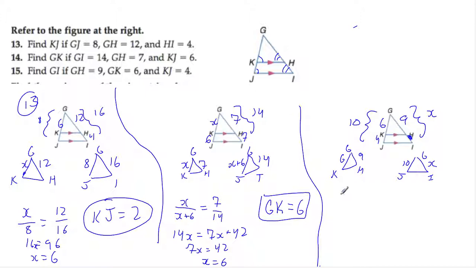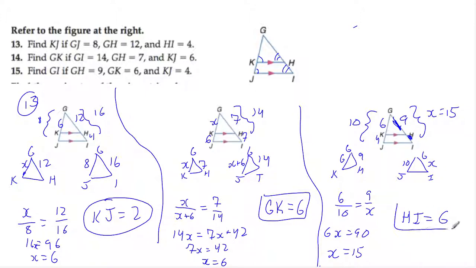So if I set a proportion, I get 6 to 10 equals 9 to X. So this gives me 6X is equal to 90. And so if I divide that by 6, I get that X is equal to 15. But again, that's this whole distance, GI. So if GI is 15 and GH is 9, that must mean that HI is equal to 6, which is 15 minus 9.